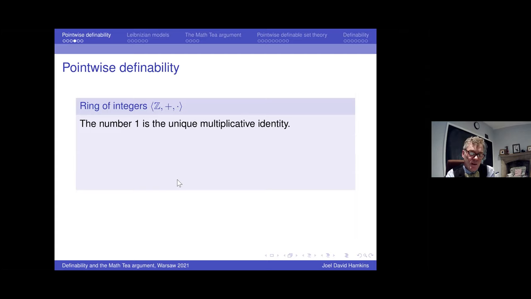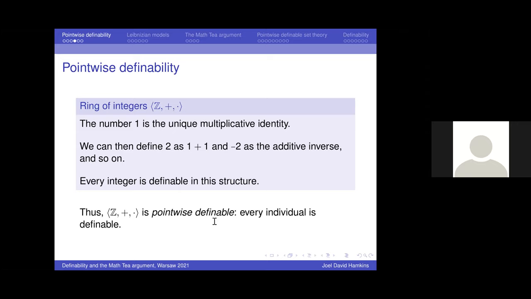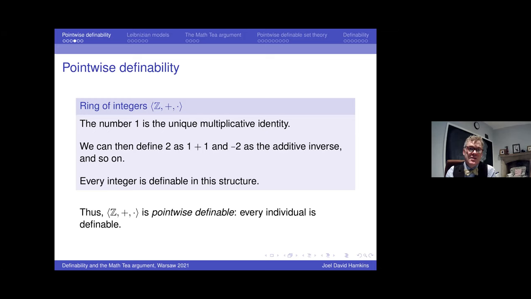What about in the integer ring? If we have addition and multiplication, then of course we can define the number one. It's the unique multiplicative identity, and zero is the unique additive identity. We can define two as one plus one, and one plus one plus one is going to define three. We can get the negatives because they are the additive inverses of the other objects. And so in the integer ring, every integer is definable in that structure. That's what it means to say that a structure is pointwise definable. To be pointwise definable means that every individual is definable without parameters by a property expressible in the language of that structure.